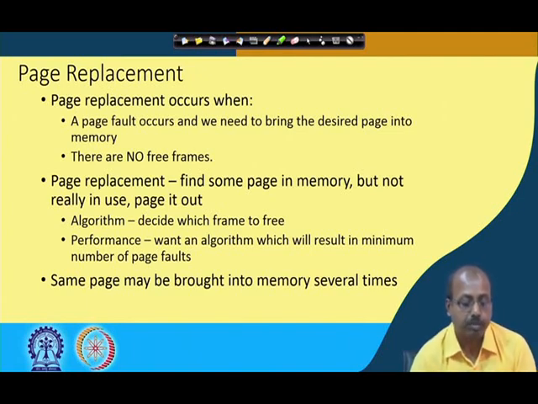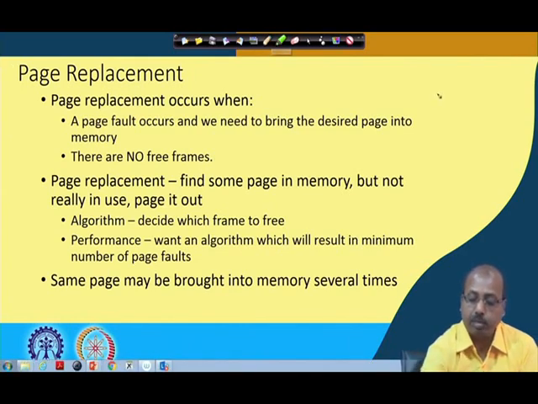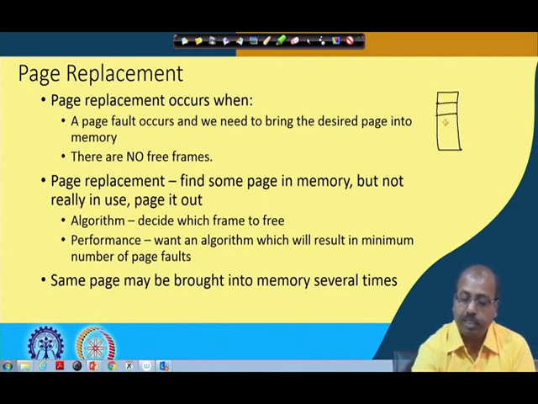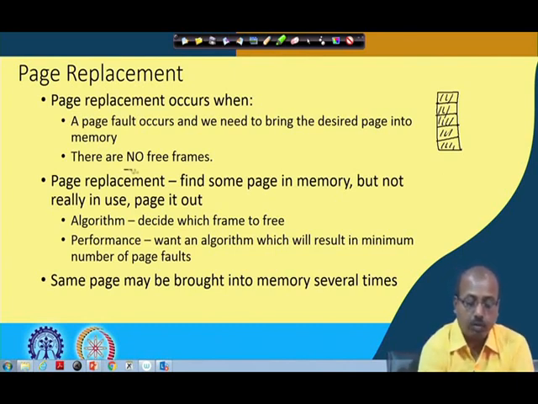So, this is the page replacement; at that time it will be required, and there are no free frames. Under this situation, we have to have page replacement. The policy of page replacement is to find some page in memory, but not really in use, so page it out. Basically the situation is like this: a process has asked for a new page, but all these memory frames are occupied by valid pages of other processes, that is, there are no free frames.